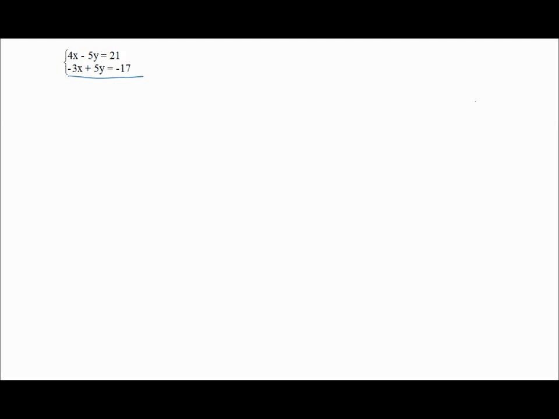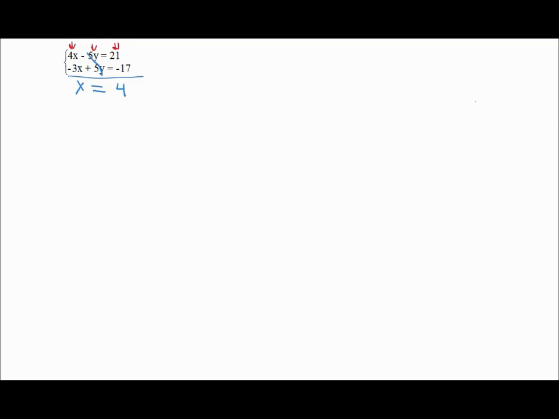Once again, I'm going down. I'm combining terms going down in columns. I'll have a 4x minus 3x, leaving me with just 1x, so that's just x. And negative 5y plus 5y is 0. It cancels out. Bring down my equal sign. And then I'll have 21 minus 17 leaves me with 4. So that means that x is just equal to 4.